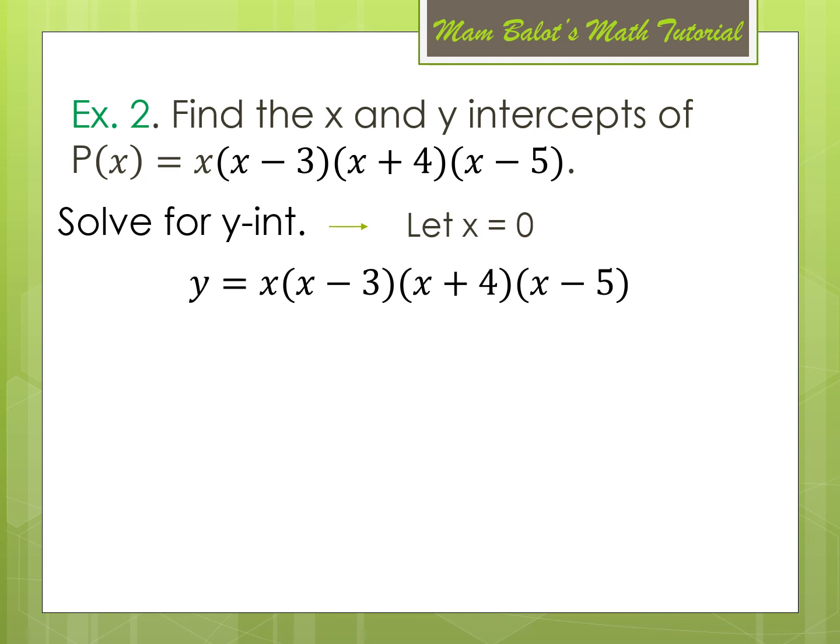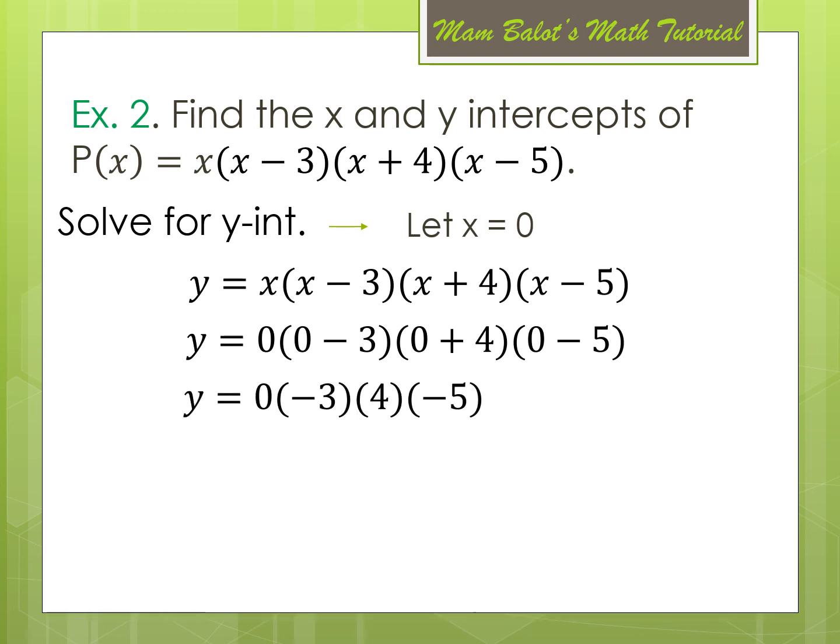So that becomes y is equal to 0 times 0 minus 3 times 0 plus 4 times 0 minus 5. So that becomes y is equal to 0 times negative 3 times 4 times negative 5, which is equal to 0. So our y-intercept here is 0.